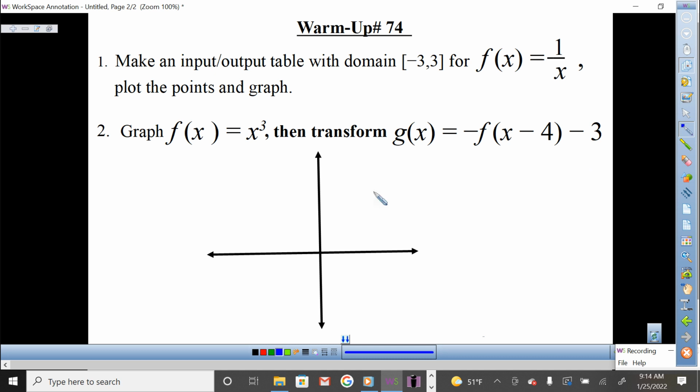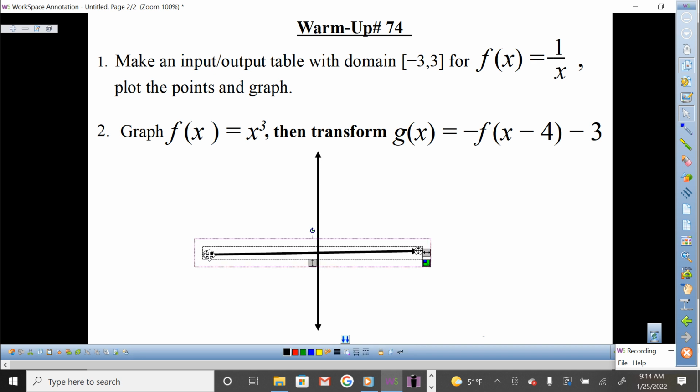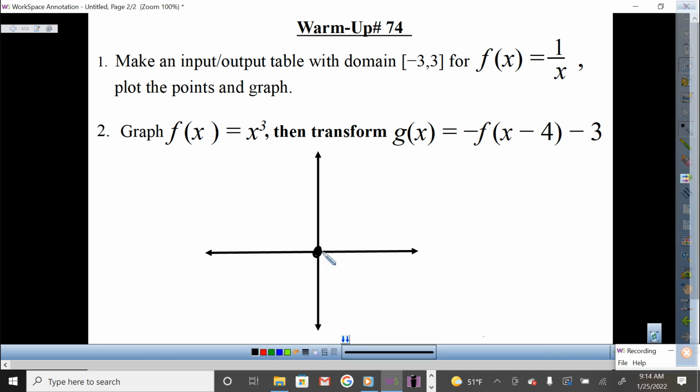So, parent function, what 2 points do we go through? Tell your neighbor, please. Yeah, by now, it should be 0, 0, and 1, 1, obviously. And just for the sake of it, they're also going to go through -1, -1. But for right now, if you get these two, that's fine. So here's my parent function. Alright, there it is.